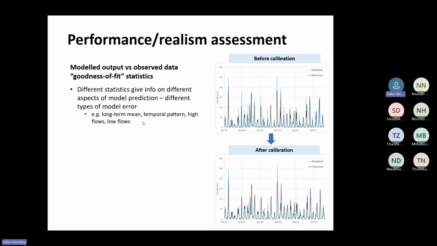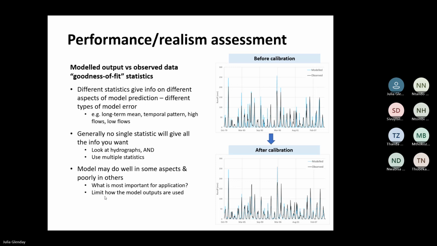So there are different statistics that capture those, and you want to look at a suite of them, because no single statistic can easily give you all the information you would want. So we do need to look at graphs and use multiple statistics. And the model, as I mentioned, can do well in some aspects and poorly in others. So we have to think about what's the most important for the application. And if we don't get the model performing as well as we'd like in some of the other aspects, then we have to decide, okay, we use this primarily to look at flood flows, and we use this primarily to look at base flows, and we use the other flows with more caution.